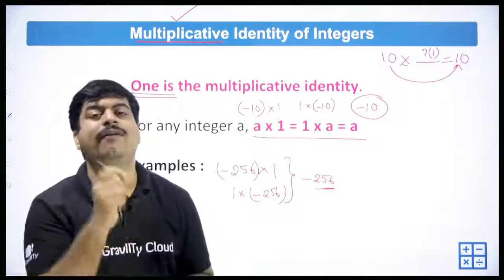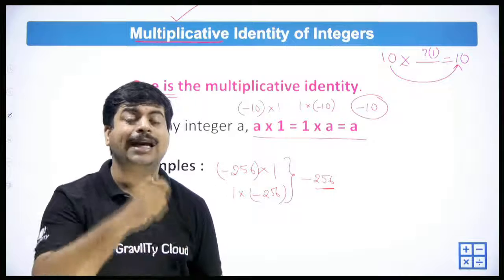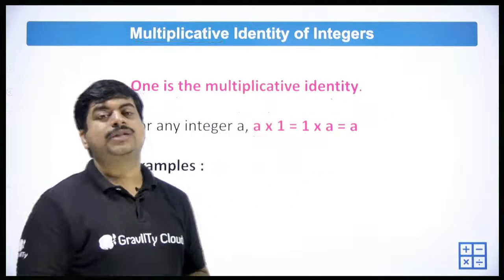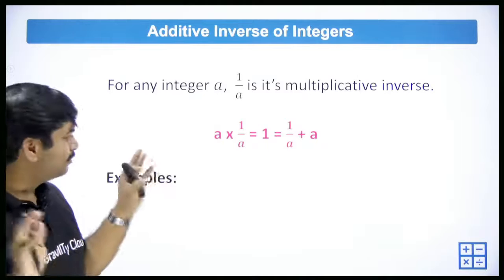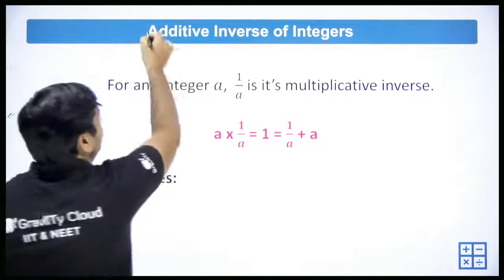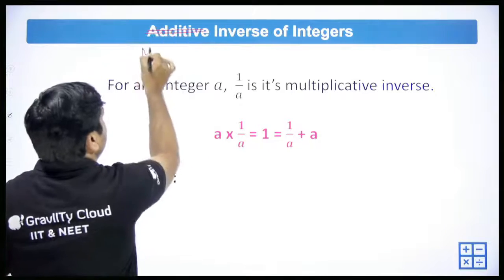In the same way, we have the next thing called the multiplicative inverse. The next one we say is a multiplicative inverse. Okay, before that we have additive inverse. I'm so sorry. This is not additive inverse. Okay, this is a multiplicative inverse.